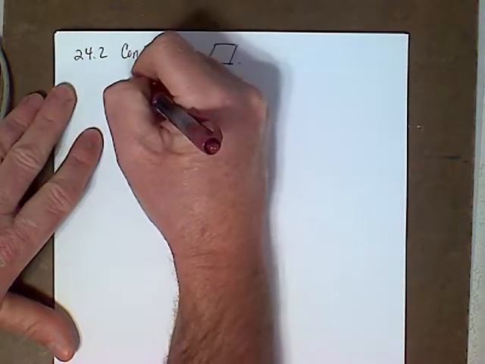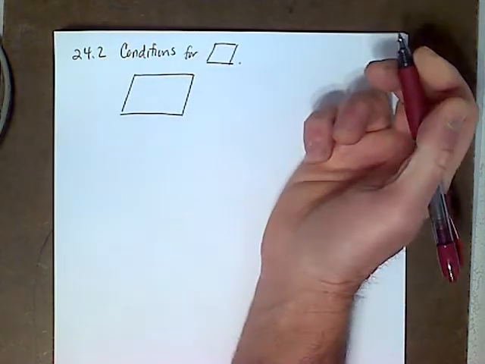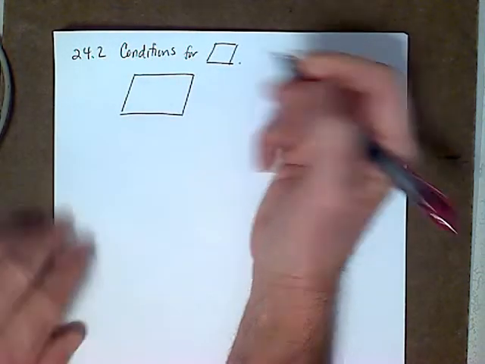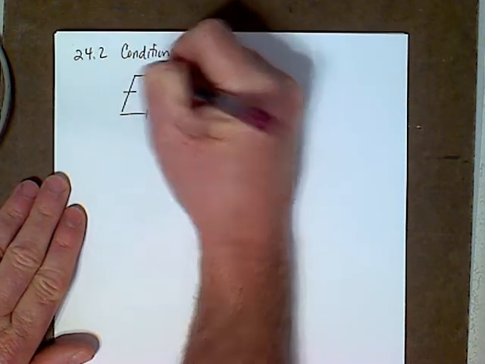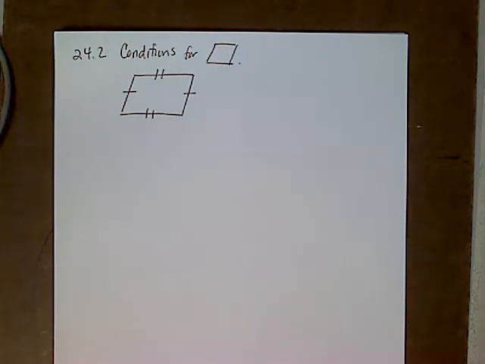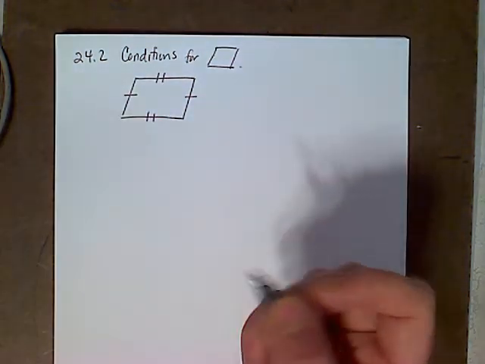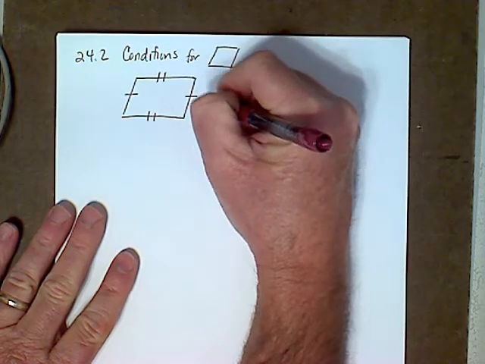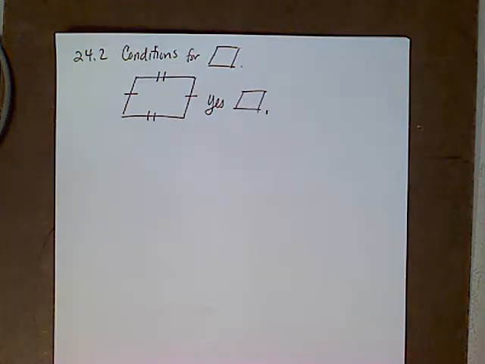So if I draw any quadrilateral, so quadrilateral, four-sided shapes, and if I say this is congruent to this, and this is congruent to this, is that shape a parallelogram? Well, based on yesterday's lesson, we said that if the opposite sides were congruent, then yes, we have a parallelogram. So yes, that is a parallelogram. Okay?